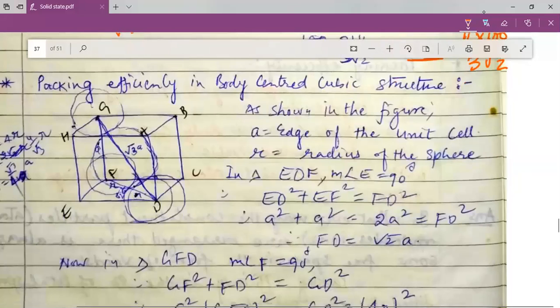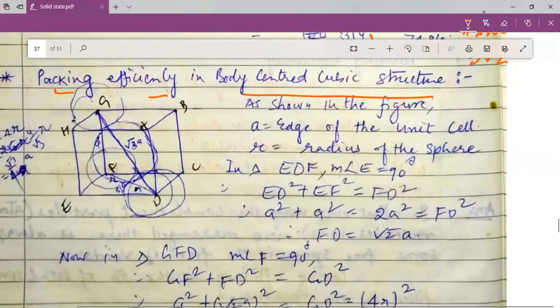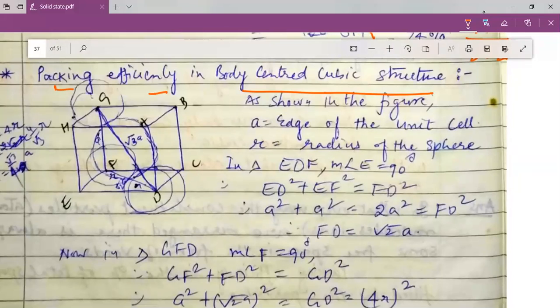Now my dear students, we want to study the packing efficiency in body-centered cubic unit cell. So let us find out the packing efficiency in body-centered unit cell. So you can see now, my dear students, in the figure that this is the cell, this is the particle which is present at the body center. These two are the particles which are present at the corners. So you can see I have already shown you the particles present at the corners.